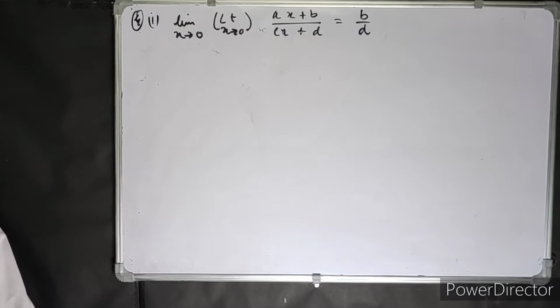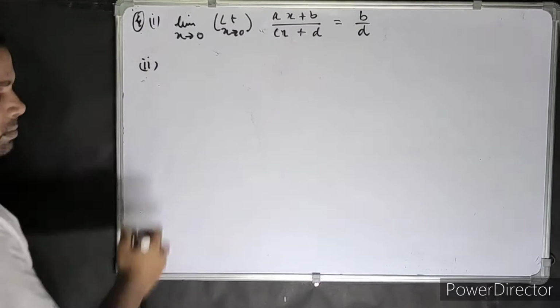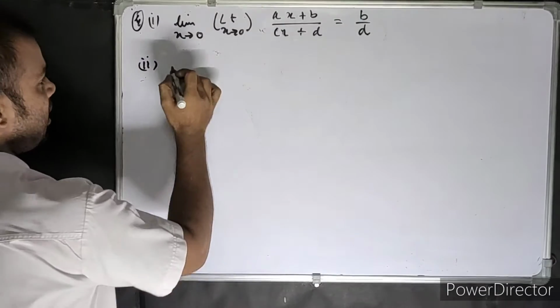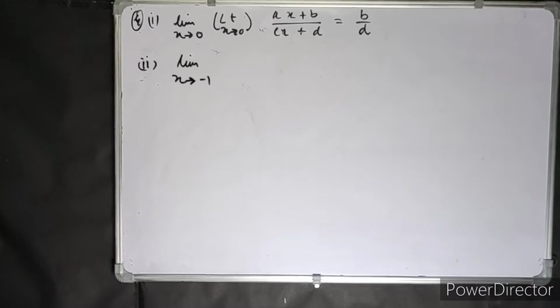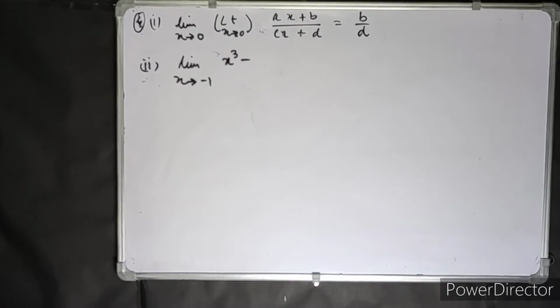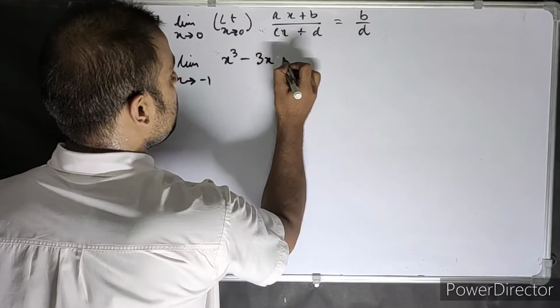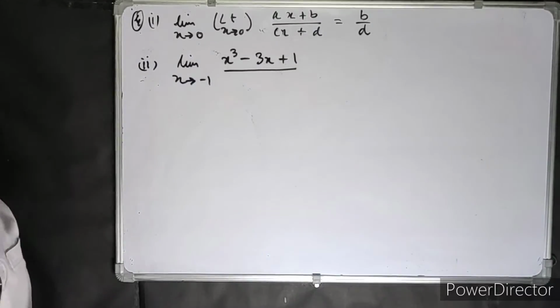Let's check the answer. 4 part 1, b by d. Correct answer. Let's go on to the next question, that is 4 part 2. Now we are going on to some interesting ones, actually nice ones. Limit x tends to minus 1, (x to the power 3 minus 3x plus 1) whole thing divided by x minus 1.